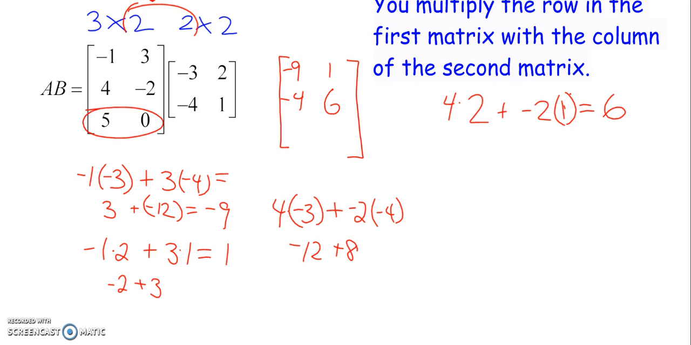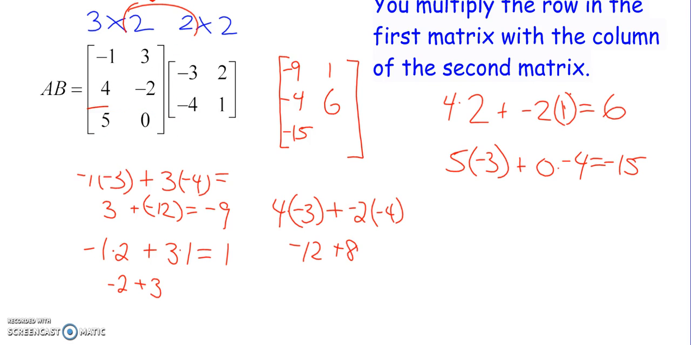Last one, row 3, column 1. 5 times -3 plus 0 times -4. That's going to be -15. That answer goes in row 3, column 1. And last but not least, row 3, column 2. The answer to this one, in the interest of time, I won't write it out. You should be able to get it on your own after seeing it a few times.